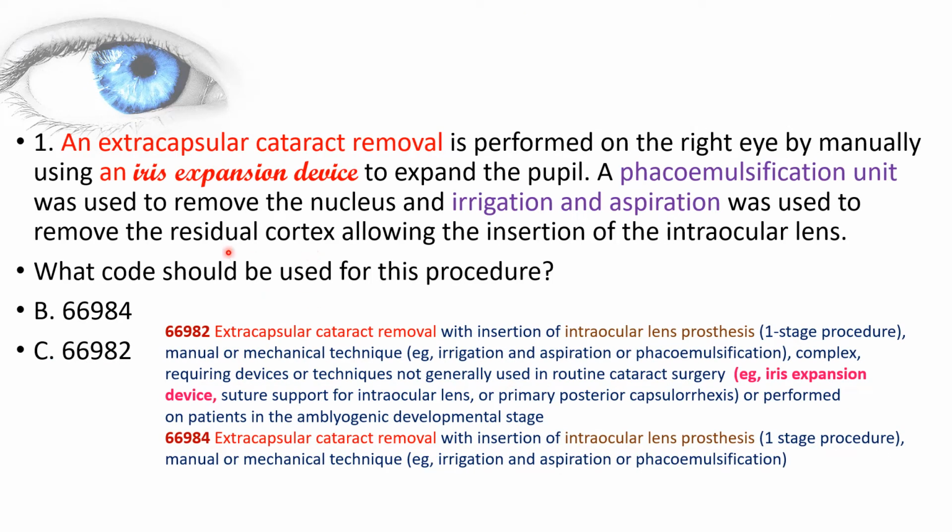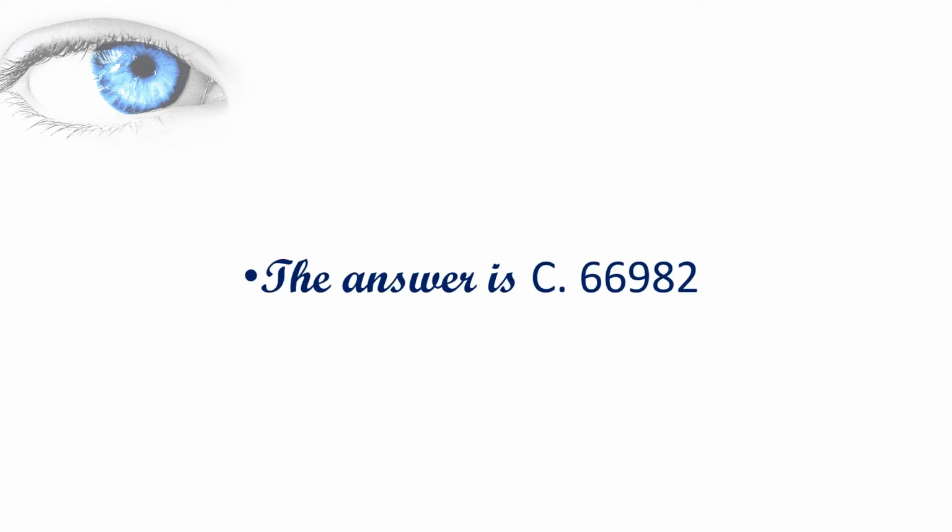So, we have two codes left, 66984 and 66982. Again, if we are going through the codes, there is intraocular lens prosthesis in both. And here we can see an iris expansion device. And in the code 66982, we can see iris expansion device. So, the answer is 66982, C. Answer is C, 66982.